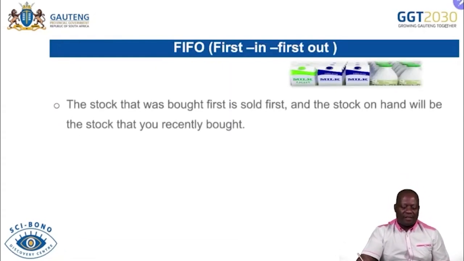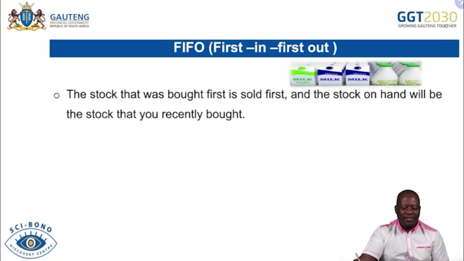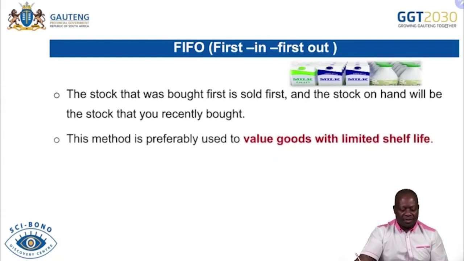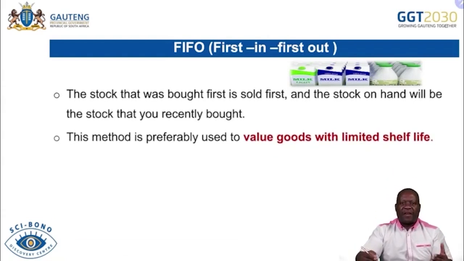Starting with the first one, first in, first out. Now, this works on the assumption that the stock that was bought first is sold first. The stock on hand will be the stock that you recently bought. We use it for products like what you are seeing on the screen, your perishables. So this method is preferably used to value goods that have got a limited shelf life, like indicated, your milk, your bread, and all other items that have got limited shelf life.